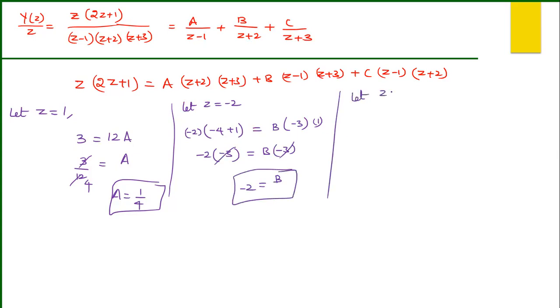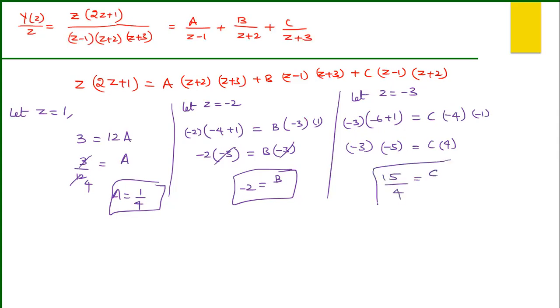Now let z is equal to minus 3, A value 0, B value 0. Now minus 3 into minus 6 plus 1 is equal to this side C into minus 3 minus 1, that is minus 4, minus 3 plus 2, that is minus 1. Minus 3 into minus 5 is equal to C into 4. So how much will you get? 15 by 4 you will get. So C is equal to 15 by 4.